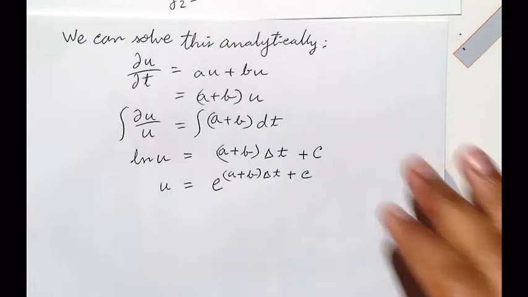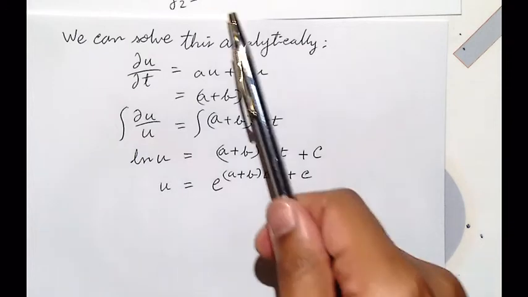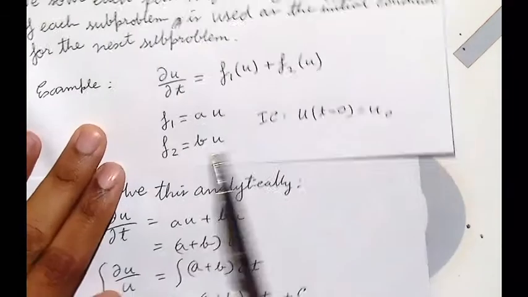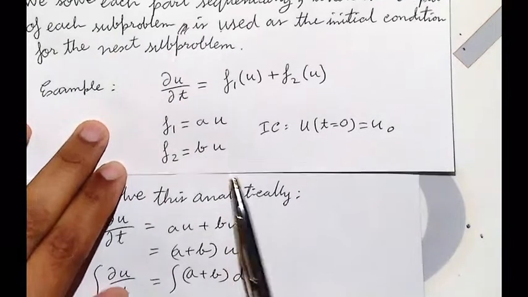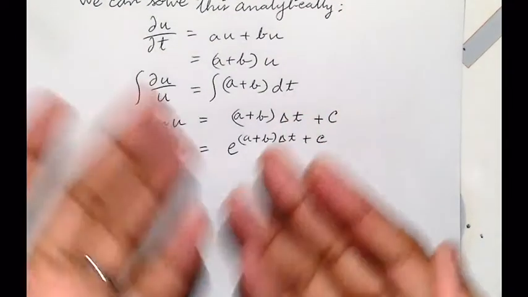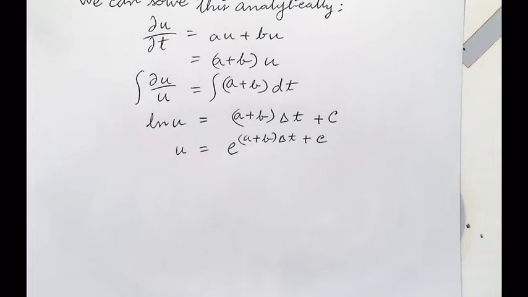I'm sorry, that was a terrible question. So a is actually given, right? F1 is au, f2 is bu. So just don't confuse a, b, and c. A and b are given constants. C is the integration constant. And yeah, you're right, you would use the initial condition.